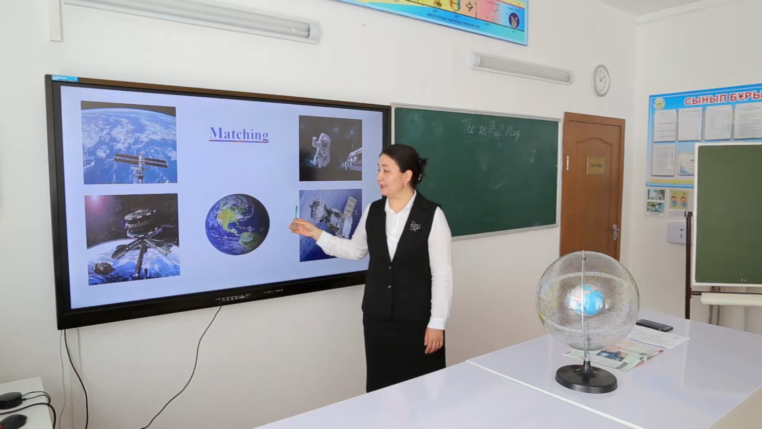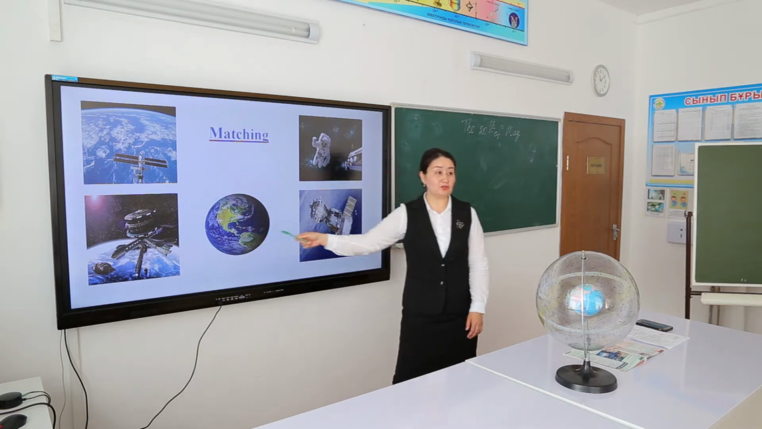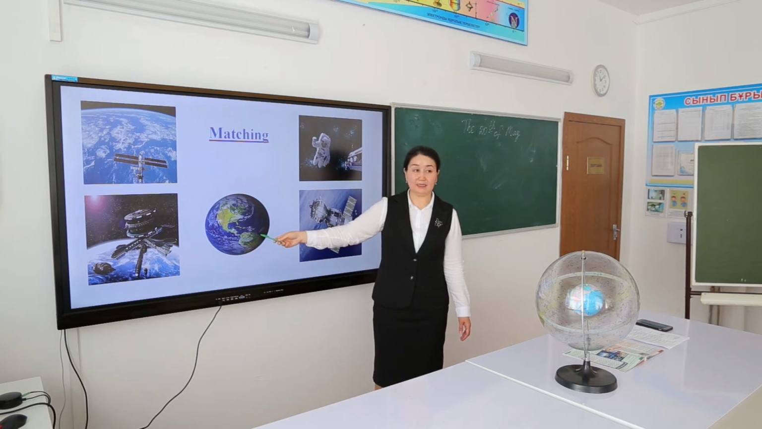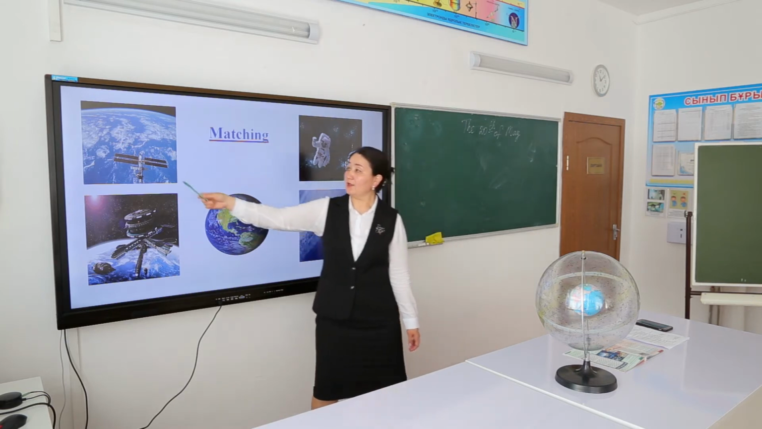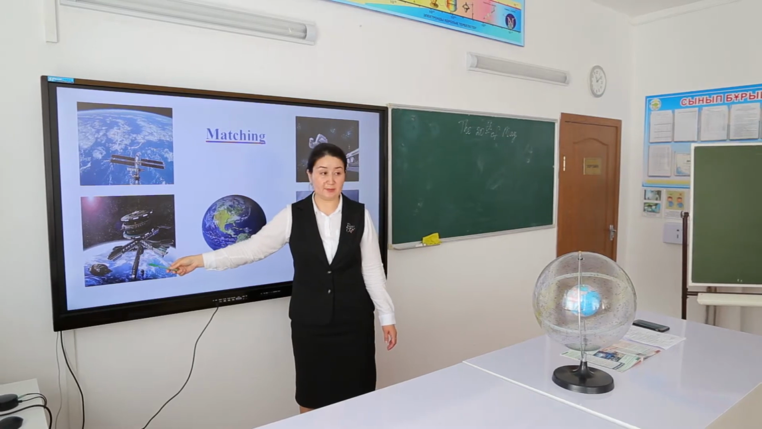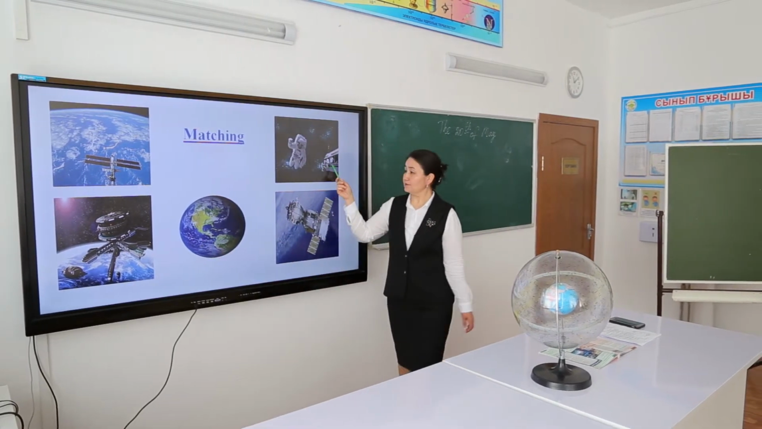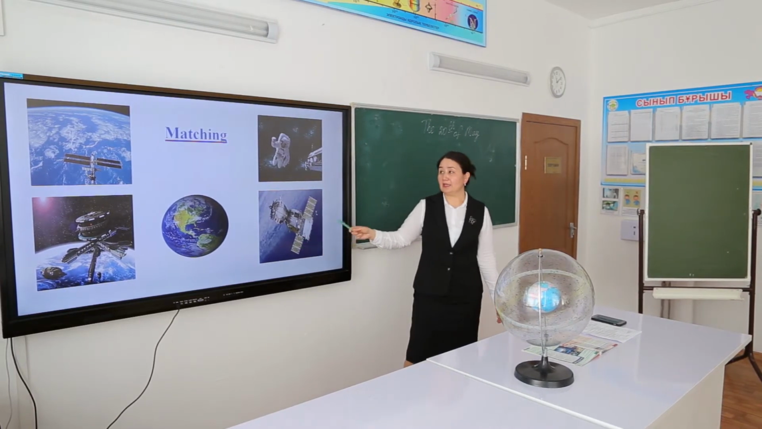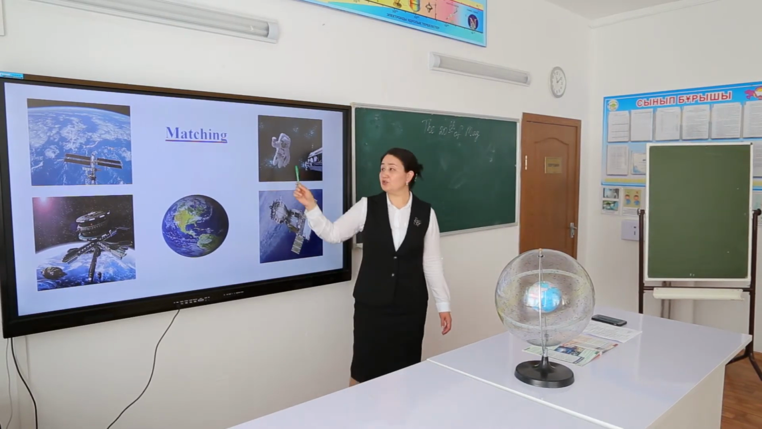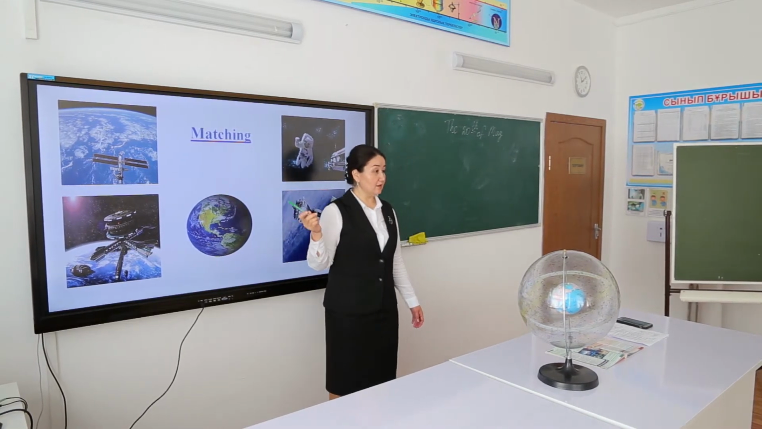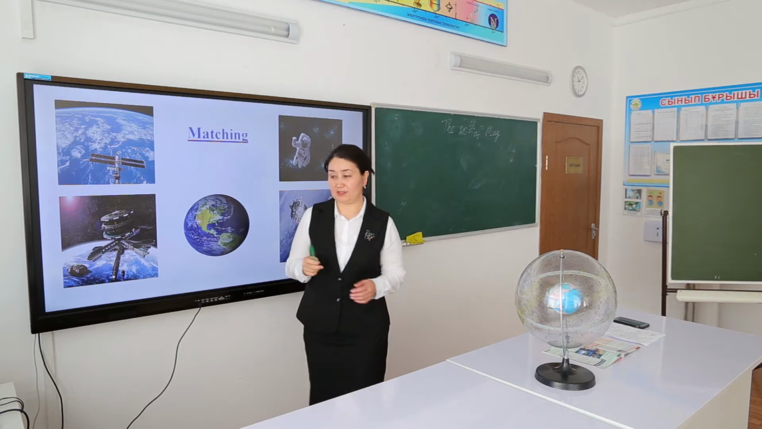Look at the board again. There you can see photos of our new words. Yes? Okay, what is it? Earth. And what is it? Second one. Third? Space station. Fourth? Weightlessness. And the last one? Space shuttle. Okay, students, your task is to match these photos with the definitions. Ready to start? Yes, okay.